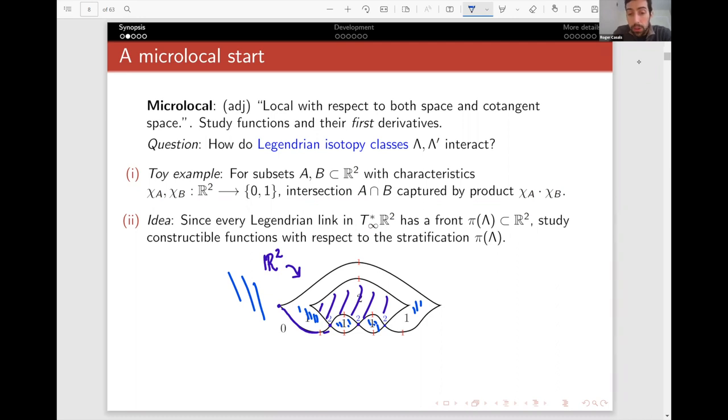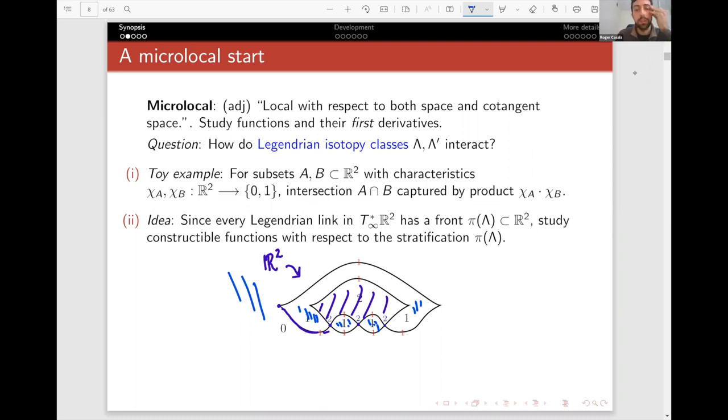So that's just a function, not a continuous function at all, but it's constructible with respect to the stratification. Okay, so that maybe generalizes a bit the characteristic function. And obviously the function is not unique. You have options, and you can try to think about that a bit.